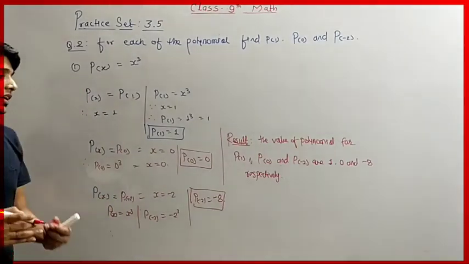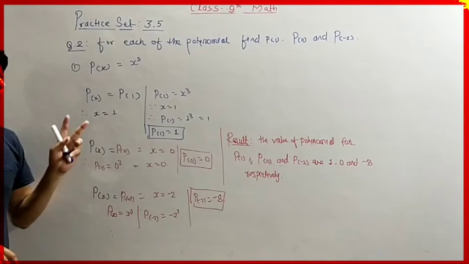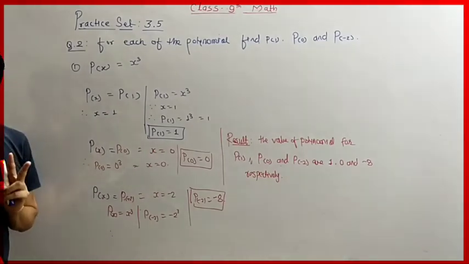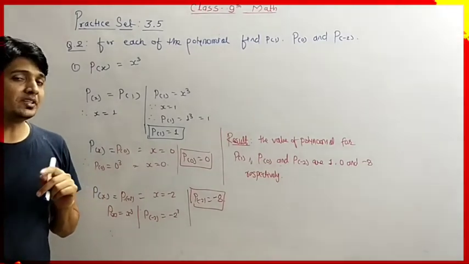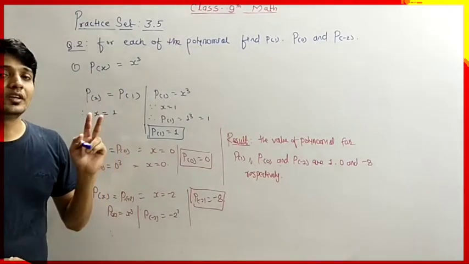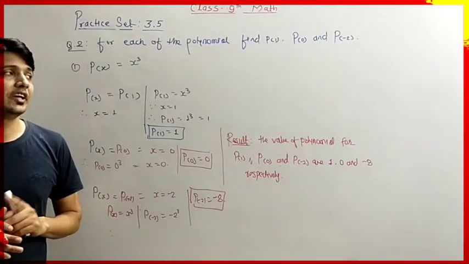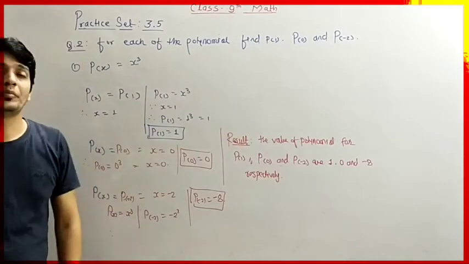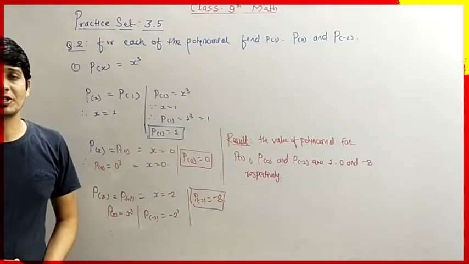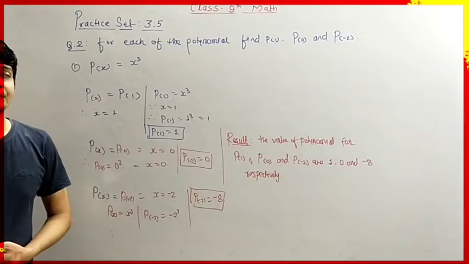So this is the way we had to solve the second problem. In the second problem we had two more questions. Here we have only one term, that means it is a monomial. Now we are going to solve one more problem, so that you will understand how to calculate the value of the polynomial for P1, P0 and P minus 2. Write this down first, then we will solve the second problem.